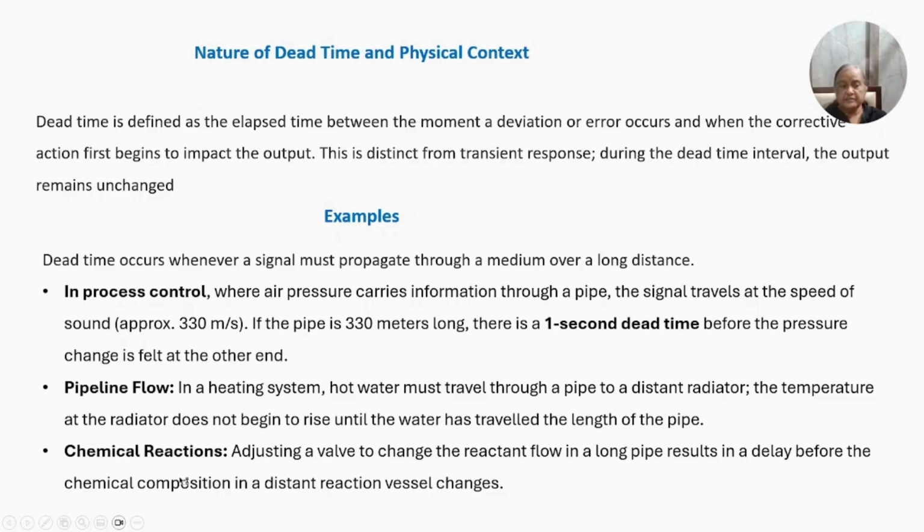Similarly, in chemical reactions, adjusting a valve to change the reactant flow in a long pipe will result in a delay before the chemical composition in a distant reaction vessel changes. So you can imagine how this delay will affect the further processing or changes that take place in the whole control system. So they have to be properly modeled mathematically.